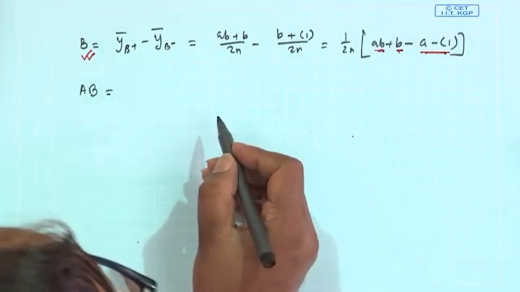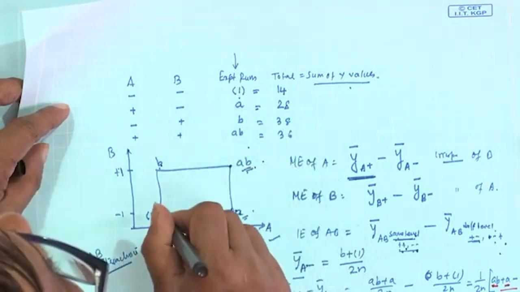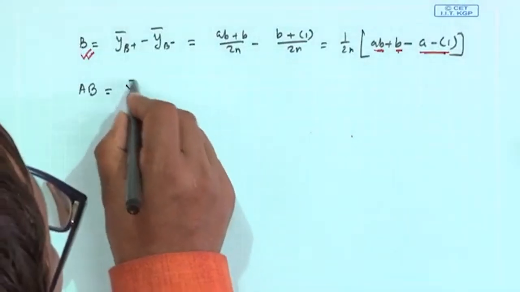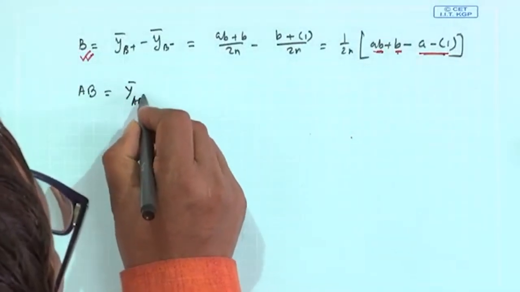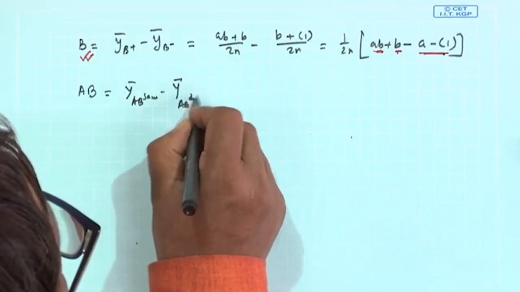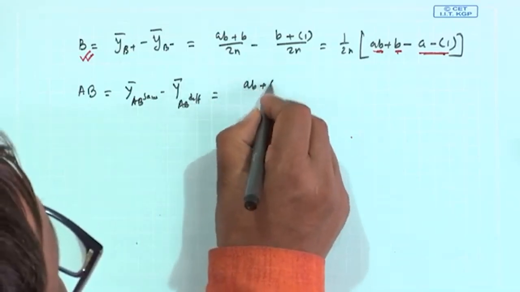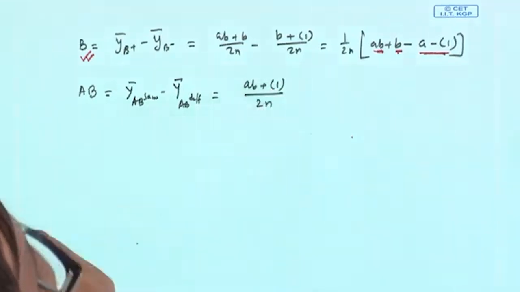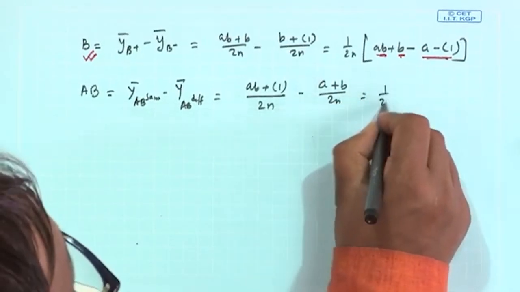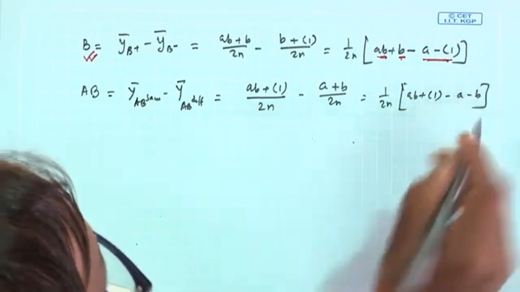Okay. Now, what will be the AB effect? The AB effect is when both are at the same level, that means either high or low, and both are at different level. So, y bar AB same minus y bar AB different, that is what I said. So, same means (AB plus 1) divided by 2n minus (A plus B) by 2n. So, this will be 1 by 2n (AB plus 1 minus A minus B).